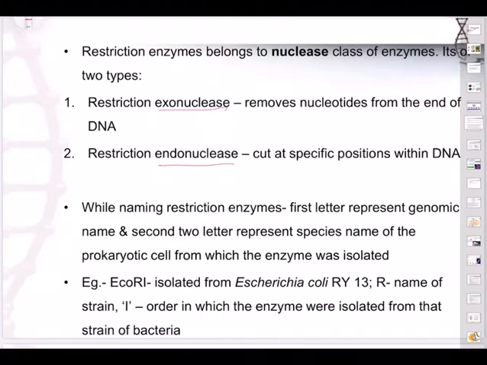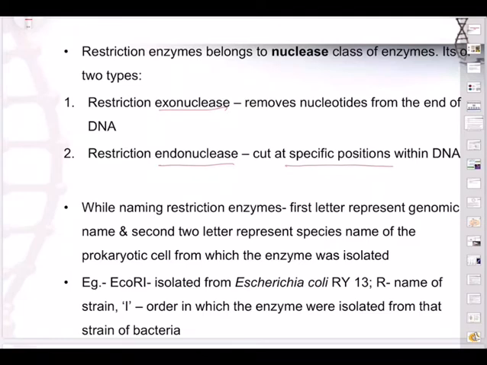Exonucleases and endonucleases. As the name suggests, exo means outside, it removes nucleotides from the ends of DNA. On one of the sides, it can remove the nucleotides. Endo means inside. It cuts at specific positions within DNA. This is the difference between exonuclease and endonuclease. And how do we name these?